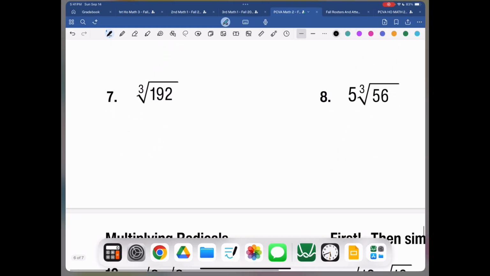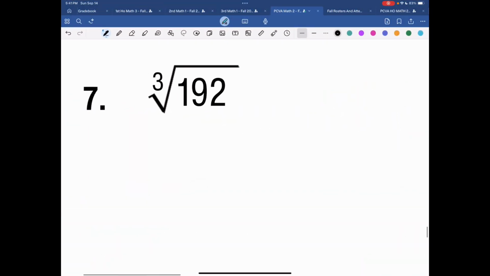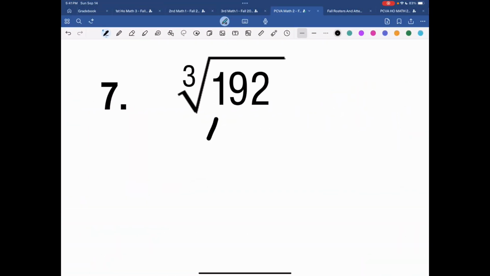All right, same thing with 192. So 192, I'm going to start with 27 this time. That didn't work. So then the next one that we had was 64. All right, so 64 is definitely going to work, and that leaves me with 3. And that cannot be cubed any further. So we're going to use 64 as our largest perfect cube.